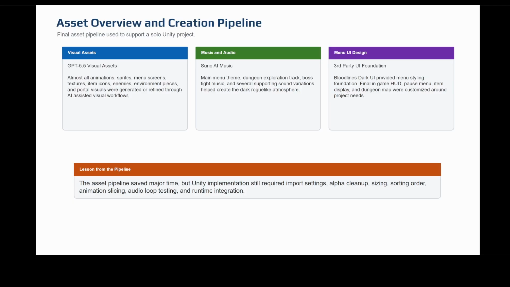This is a free asset pack that I found online, so it is technically just open source. One of the big lessons is that asset generation saves time, but it does not make Unity integration automatic. I still had to handle transparency cleanup, sprite splicing, import settings, sizing, sorting order, animation setup, audio loop setting, testing, and runtime integration. This pipeline made the final product look much closer to my original vision than placeholder art would have.